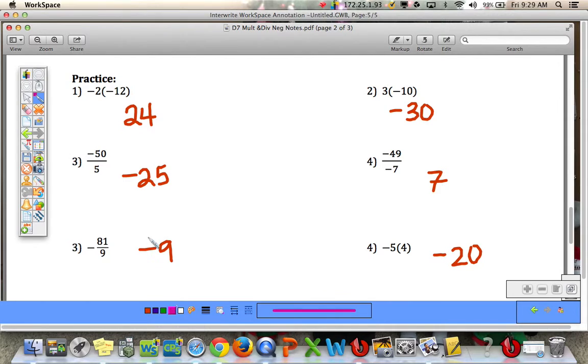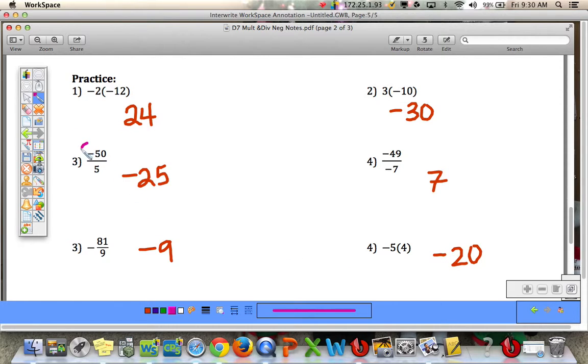Let's talk about some of these answers. Again, a negative times a negative is a positive. A positive times a negative is a negative. This means negative 50 divided by 5, and that's negative 25. This means negative 49 divided by negative 7, and that is 7. This means negative 8 divided by 9, which is negative 9. And this means negative 5 times 4, which is negative 20.